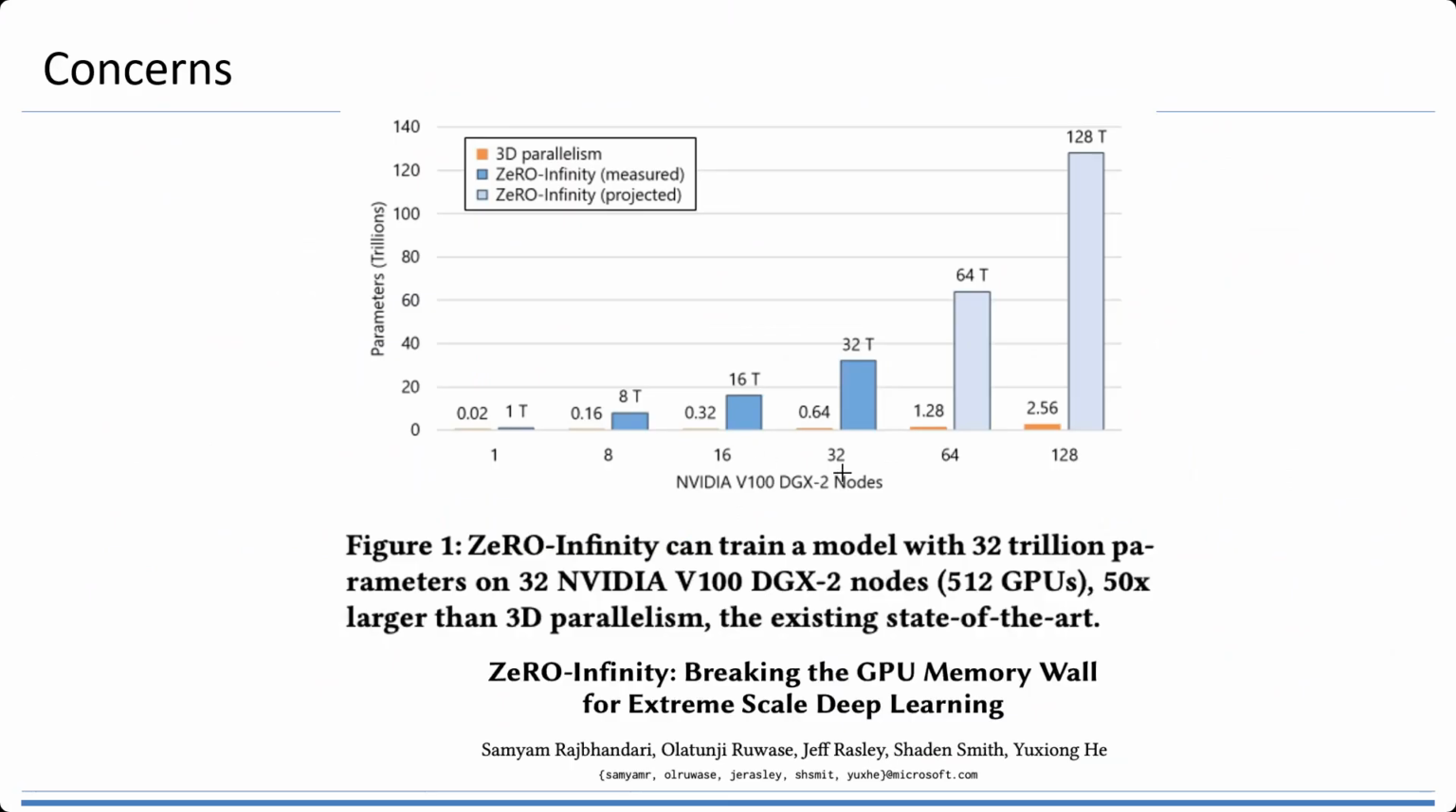This is the computer that we use, the NVIDIA V100 DGX-2 nodes. And this indicates the number of parameters. When they use only one node, they can only apply 1 trillion parameters. When the number of nodes is high, 128, they can apply a higher number of parameters.